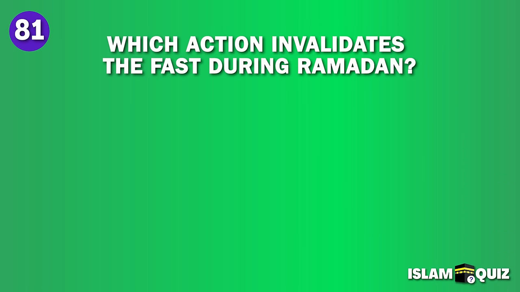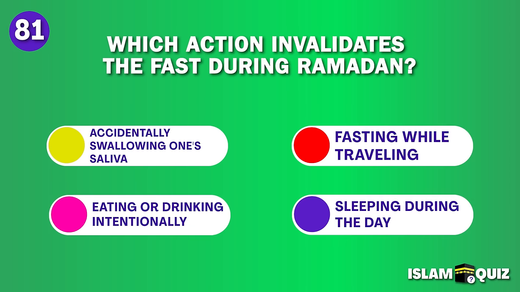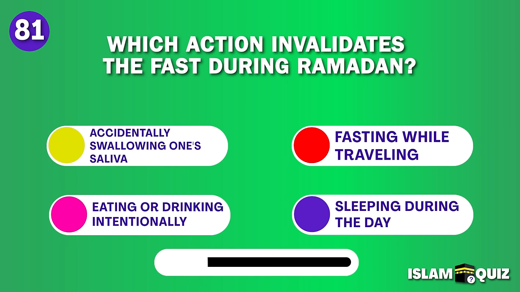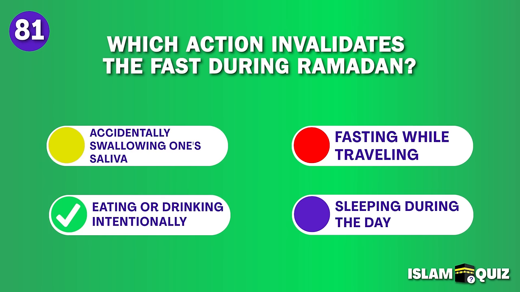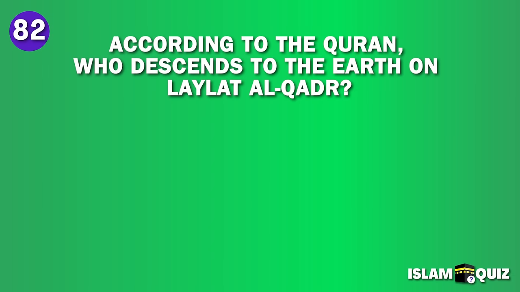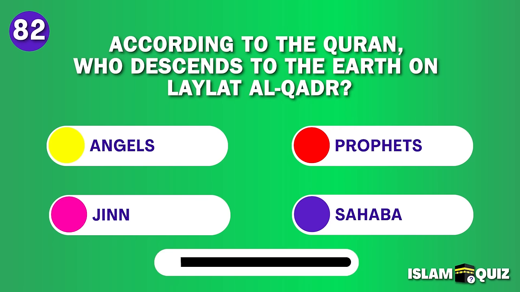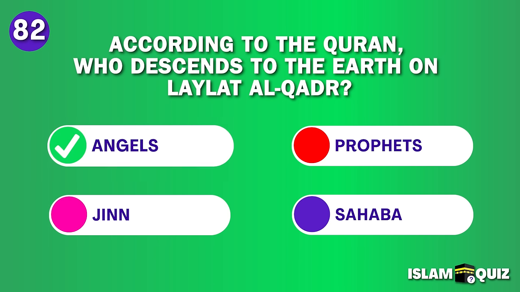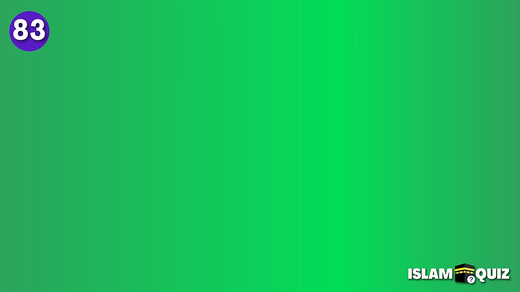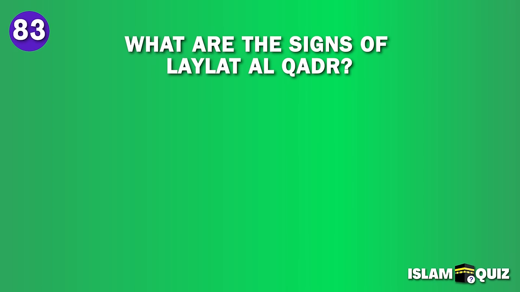Which action invalidates the fast during Ramadan? Eating or drinking intentionally. According to the Quran, who descends to the earth on Laylatul Qadr? Angels. What are the signs of Laylatul Qadr?